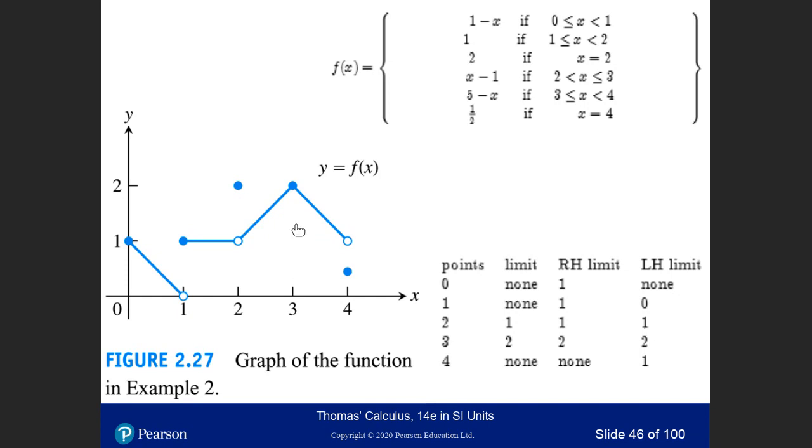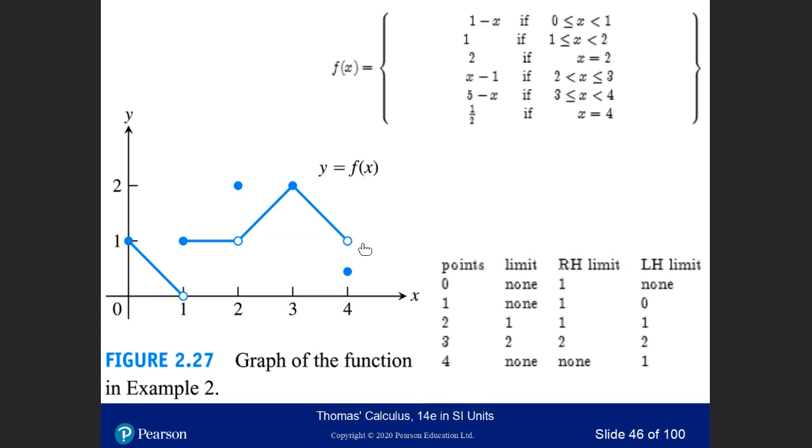Let's look at point 3. As you approach 3 from the left-hand side, you get the limit 2. As you approach 3 from the right-hand side, you have the same limit, and the function value is the same. So at point 3, you have a limit, because the right and left-hand limits are the same.